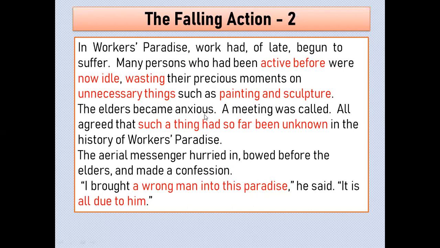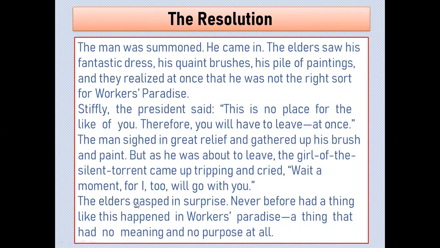So the elders became anxious and a meeting was called, and all of them agreed that never had such a thing happened before. And what happens next is that the aerial messenger comes in and he makes a confession and he tells them that he has brought a wrong man into this paradise and all this is happening because of him. So everybody is happy that they have found a solution to the problem.